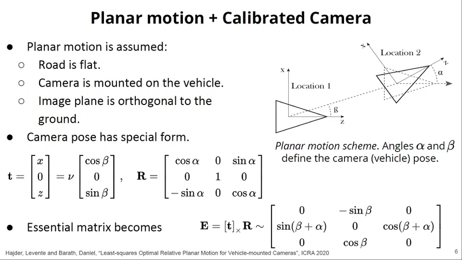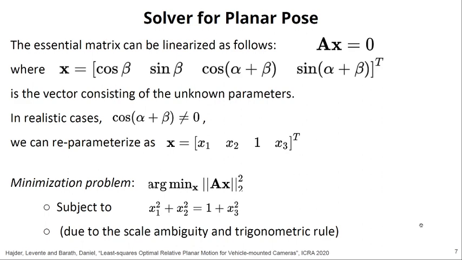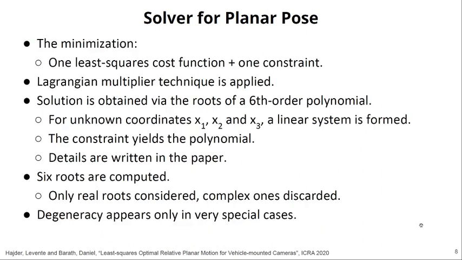Alpha and beta. The estimation for the elements of the essential matrix can be straightforwardly written as a homogeneous linear system of equations, where vector x to be estimated consists of the non-zero elements of the essential matrix. As it is a homogeneous problem, the scale of the solution is ambiguous. We fix the scale by setting the third element of vector x to 1. Moreover, as the first and last two elements of vector x are the sine and cosine functions of alpha and alpha plus beta, they should fulfill the well-known trigonometric rule. The latter fact gives a constraint for the minimization problem.